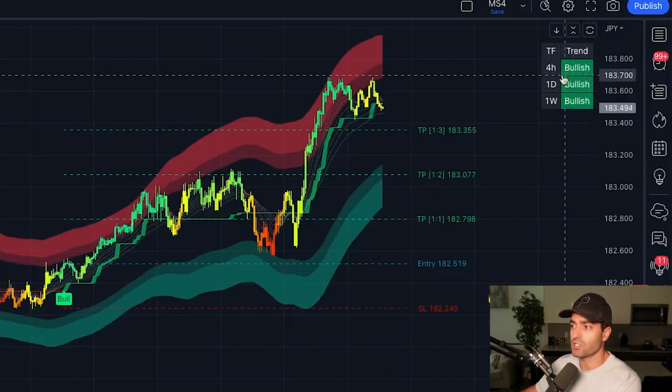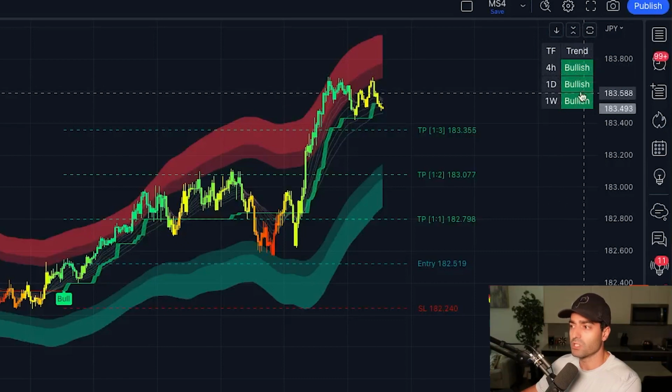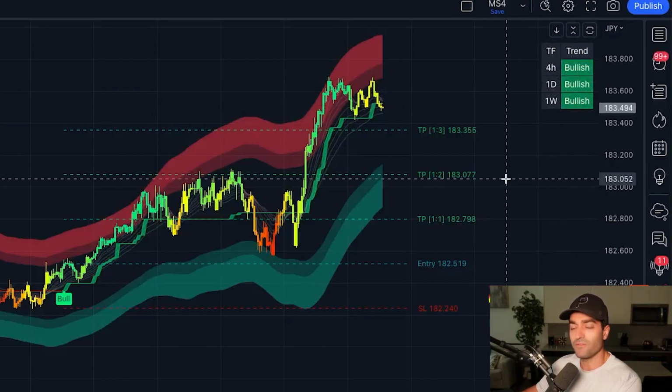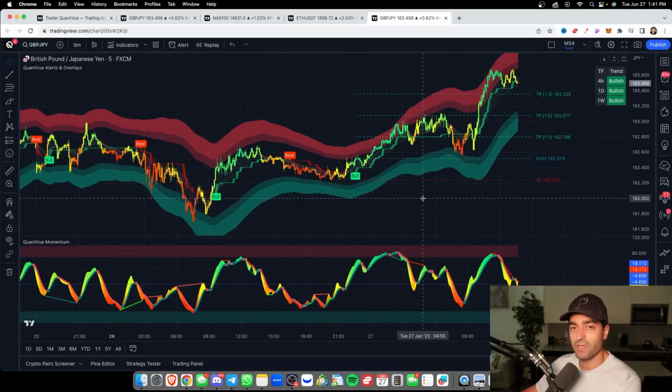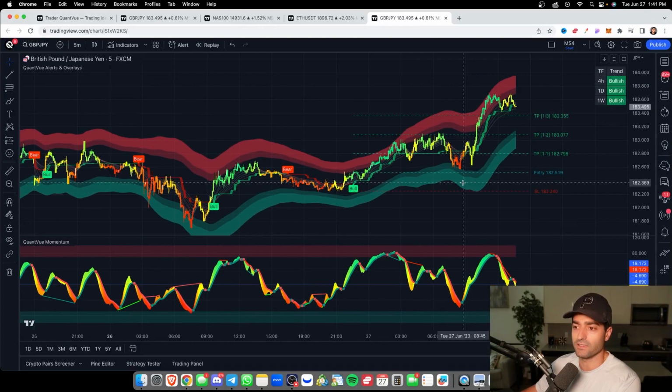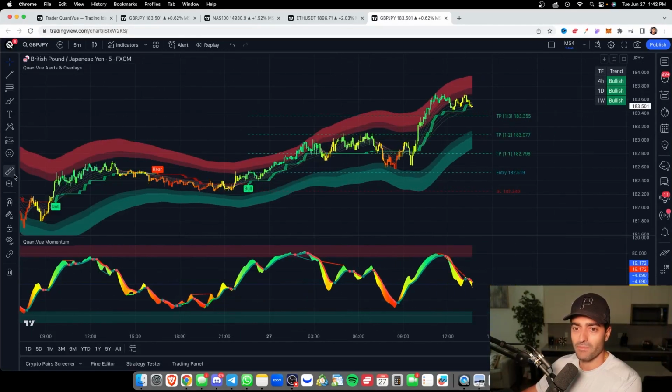As you can see, it's showing bullish on the 4-hour, bullish on the daily, and bullish on the weekly, further adding to that bullish and uptrend bias. So now that we know any moves to the upside are going to probably have a higher likelihood of success, we actually get one here on the 5-minute chart.